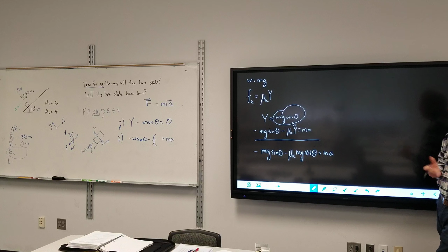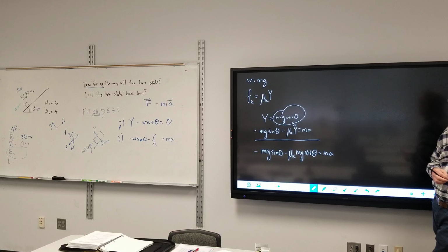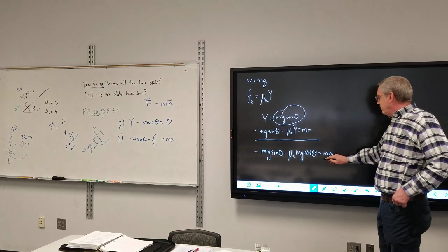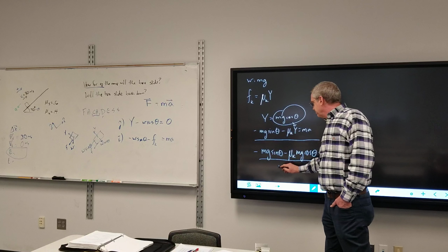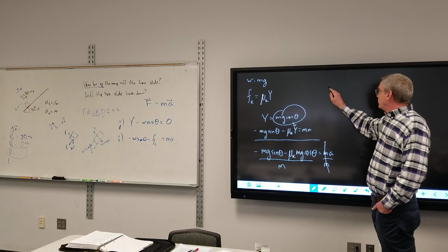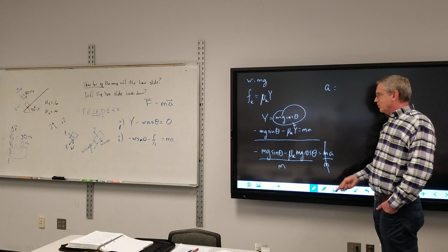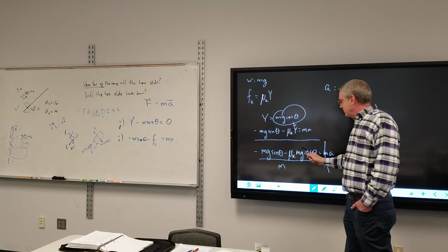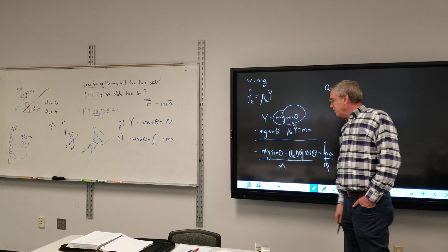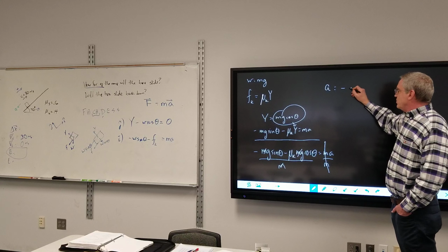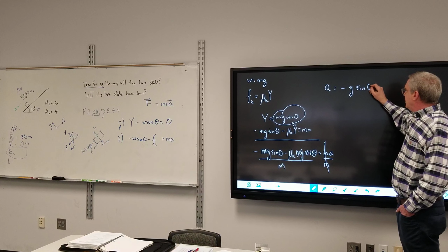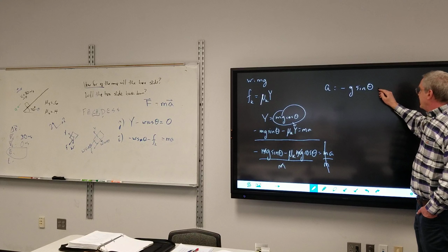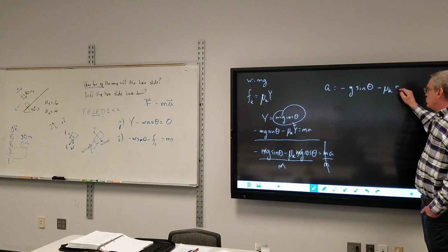Mathematically, how would I solve for a? Divided by m. Okay, if we divide by m, the m cancels out over here, and I'm left with a equals, well, conveniently, they both have m's in them, so that m and that m cancel out with that m. I'm left with negative g sine theta minus mu k g cosine theta.